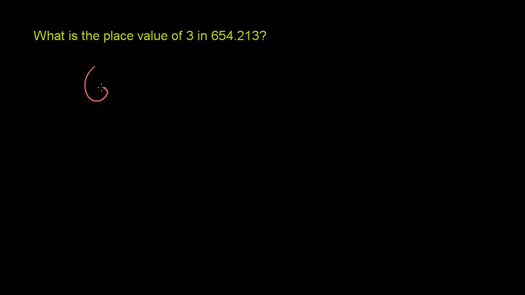So we have 654 point, we get the decimal point, 213. I want to make sure I have enough colors here. Now we're pretty familiar, I think, with what goes on to the left of the decimal point. We know that this right here, let me do this in a neutral color, is the hundreds place.